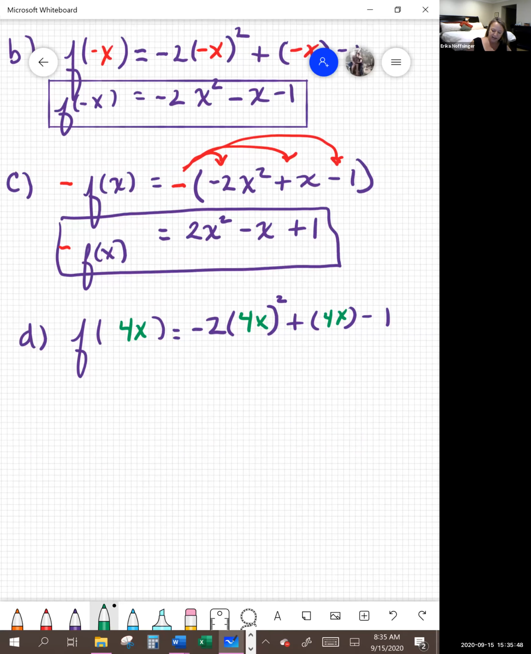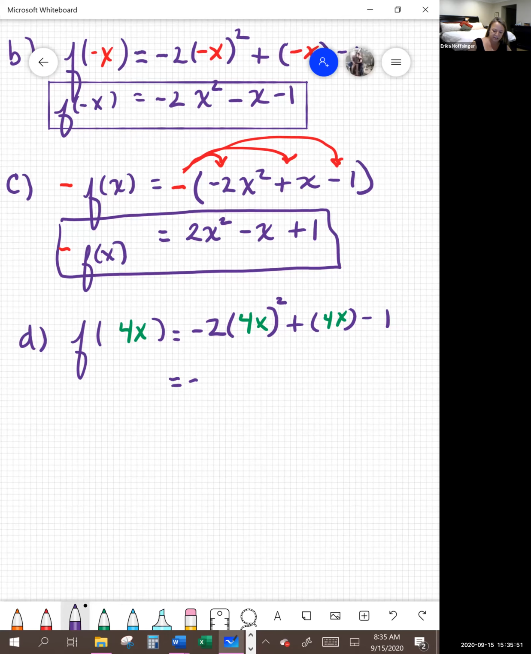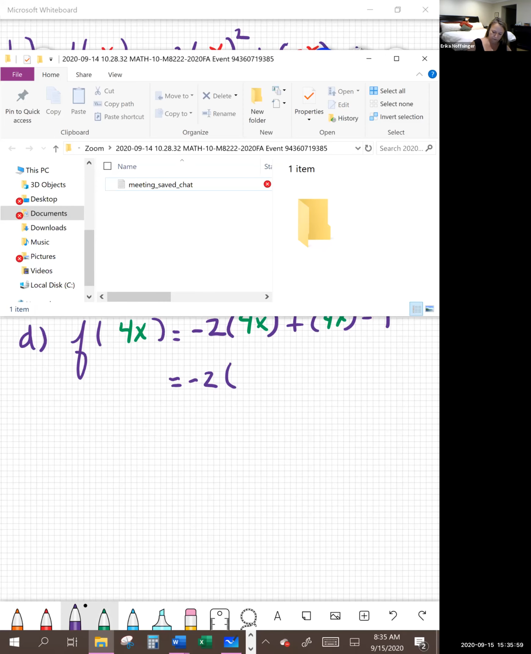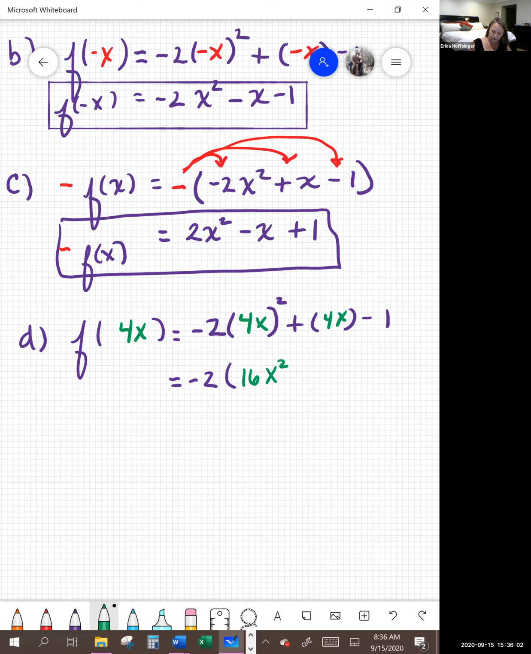And so here, same sort of idea, just go through and let's simplify. So you have -2, but 4x times 4x, that's actually 16x squared. Plus 4x minus 1. And -2 times 16, there's no plus or minus in between the 16 and the x squared. So we're just multiplying the negative 2 times the 16, which is negative 32. x squared plus 4x minus 1.